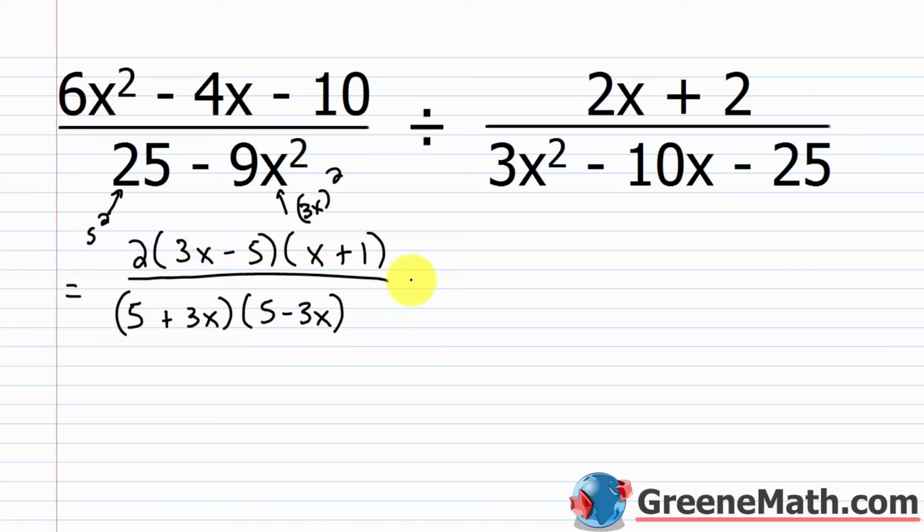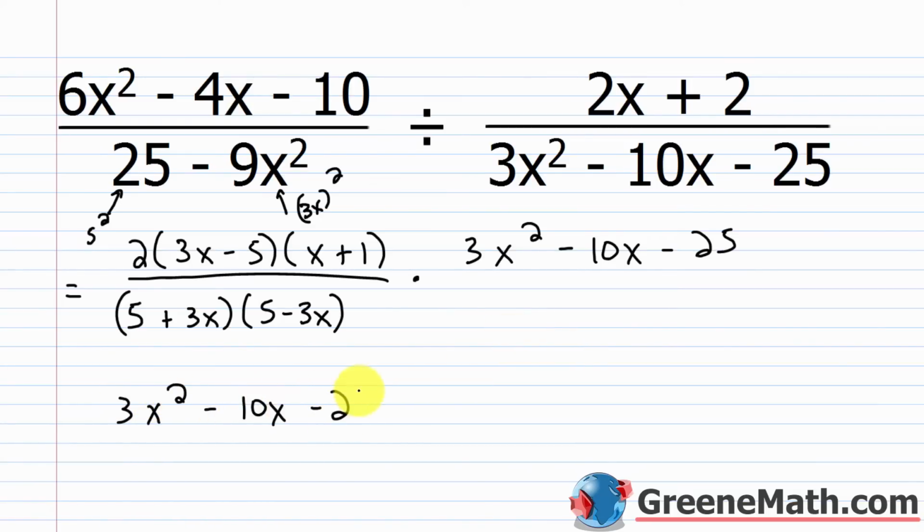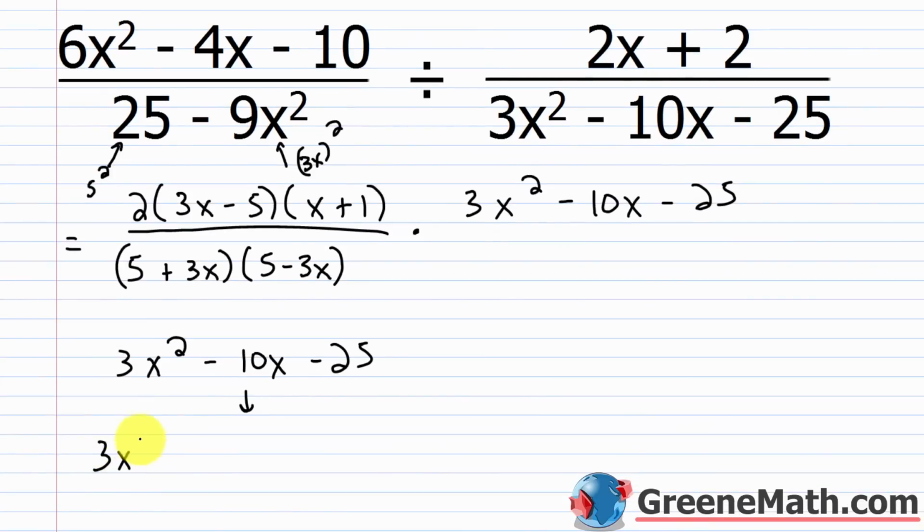All right, so now we're multiplying by the reciprocal of this. So in the numerator, I'm going to have this 3x squared minus 10x minus 25. And let's try to factor that real quick. So 3x squared minus 10x minus 25. Well, I can think about negative 15 and positive 5. So I could do 3x squared minus 15x plus 5x minus 25.